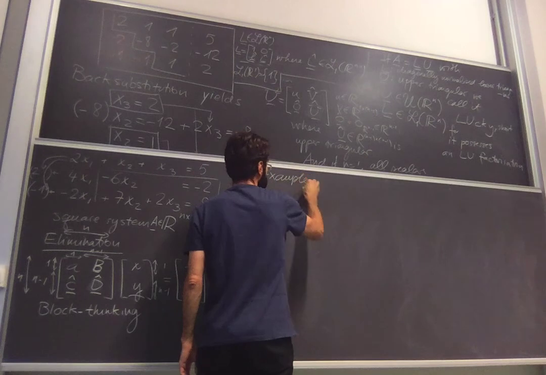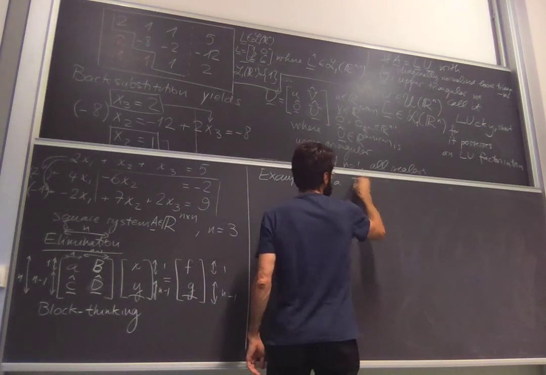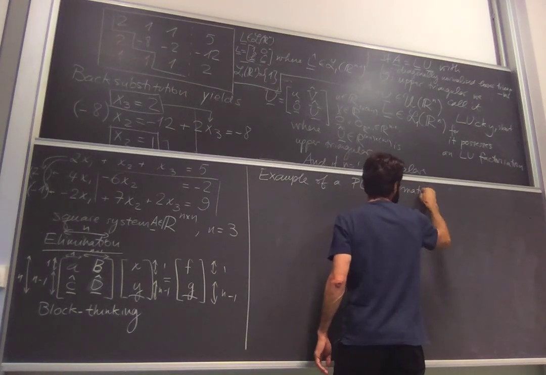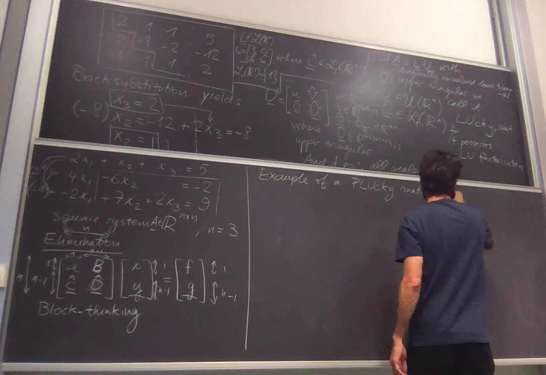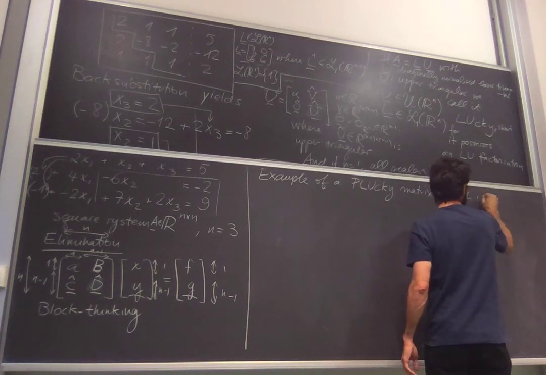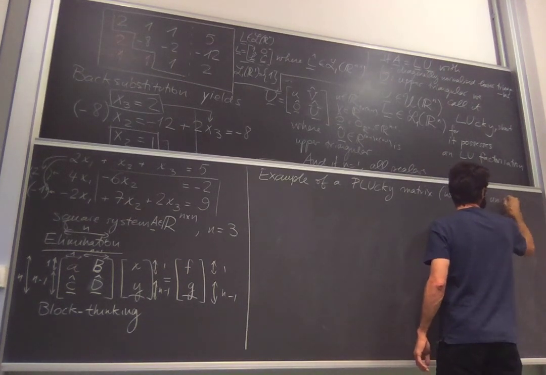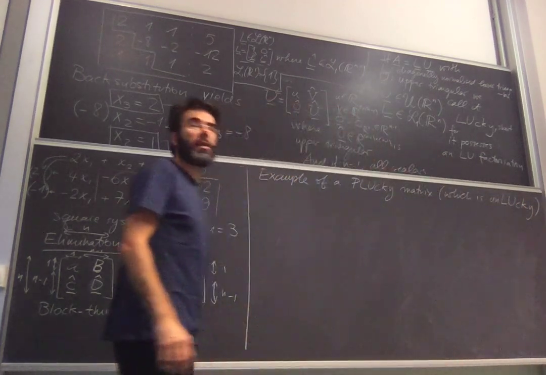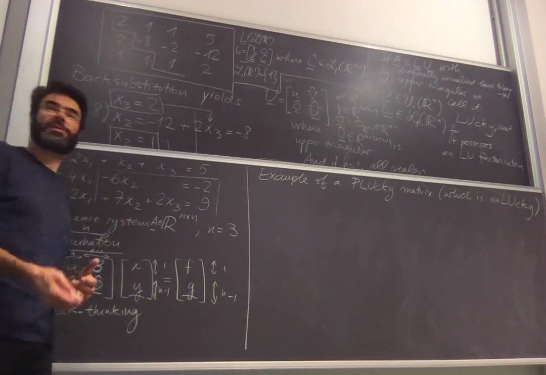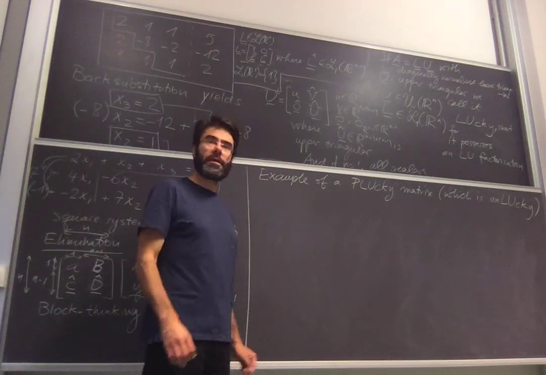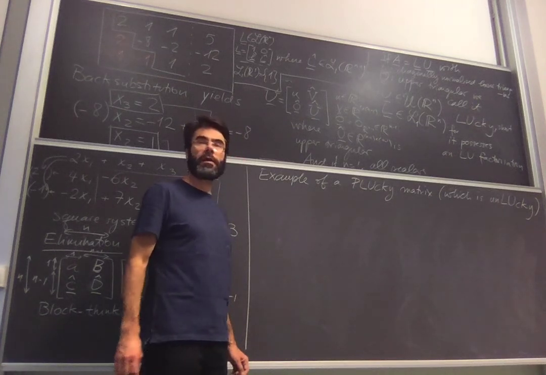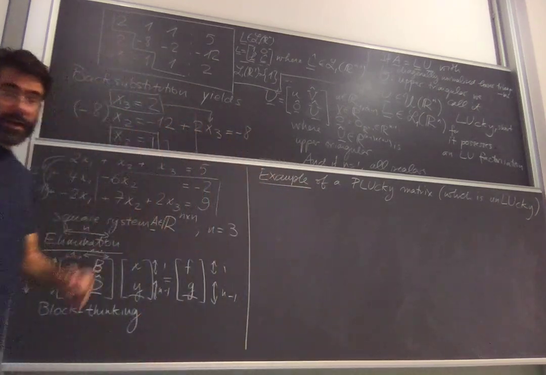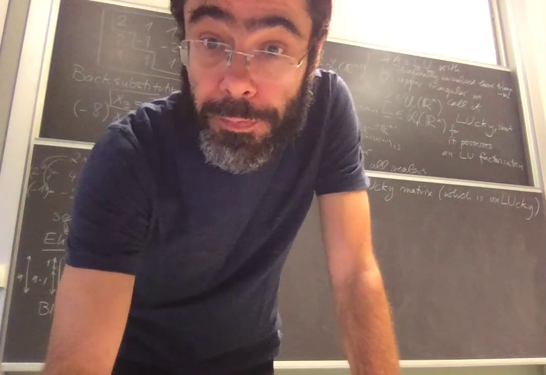Let's make an example of a plucky matrix which is unlucky. So not all plucky matrices are lucky. In fact, all lucky matrices are also plucky, but some plucky matrices are not lucky. I would call them unlucky. An example is this one. Let me write down the example.